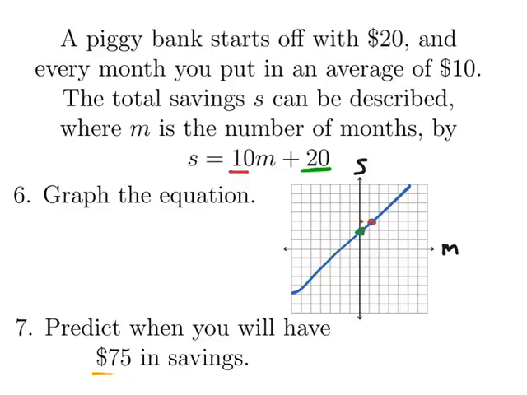To predict when we'll have $75 in savings, we'll have to go up to where y is about $75. In this case, that's 1, 2, 3, 4, 5, 6, 7. It's a little over the top here. And if we go over to where the line would be, we'll see that it would be somewhere around here. And if we go straight down, we know it's going to be somewhere between 5 and 6.